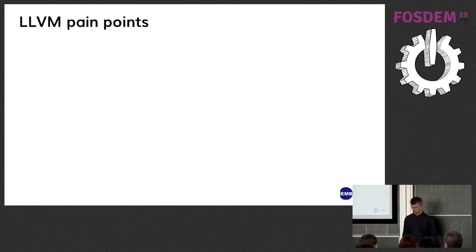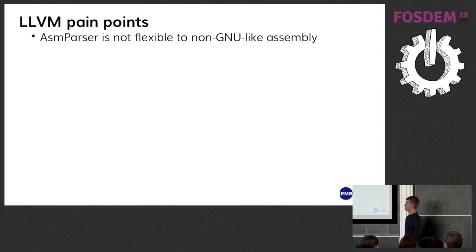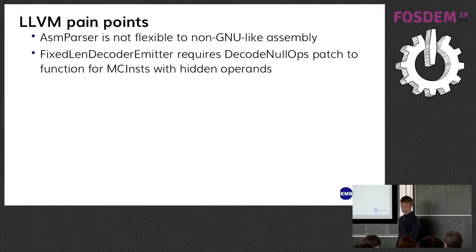So some things I found in LLVM. This might be obvious, but the ASM parser is not flexible to non-GNU-like assembly. The fixed length decoder emitter requires this decode null ops patch to function for MC instructions with hidden operands.